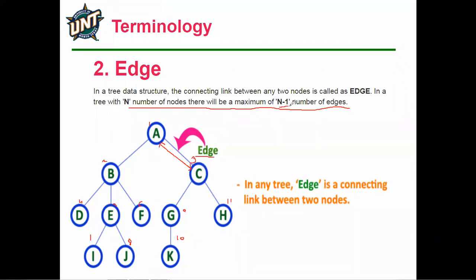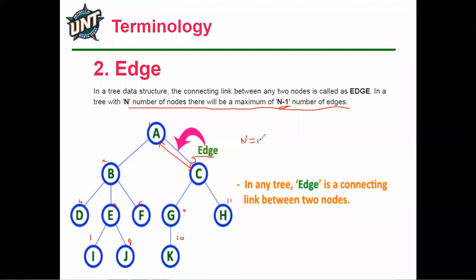So n minus 1. You can be asked the question with some blank spaces. They will ask: in a tree data structure with n number of nodes, there will be a maximum of dash dash number of edges. So it should be n minus 1. How are we going to prove that? So how many total number of nodes are there? n. So the value of n here will be 11.